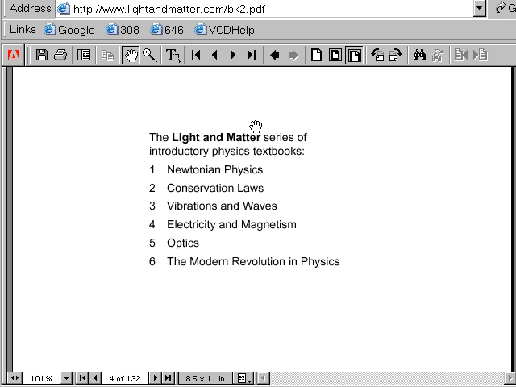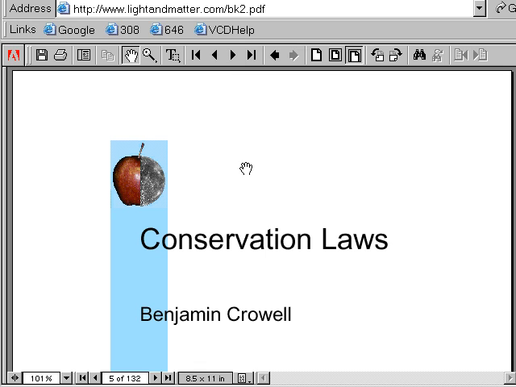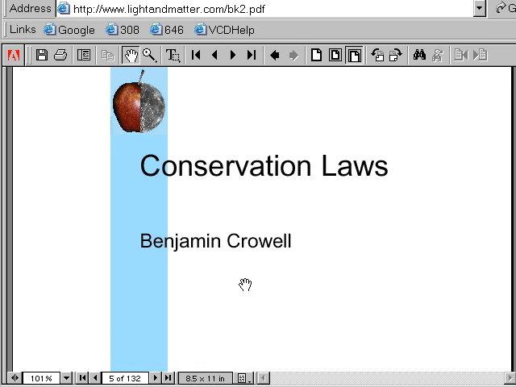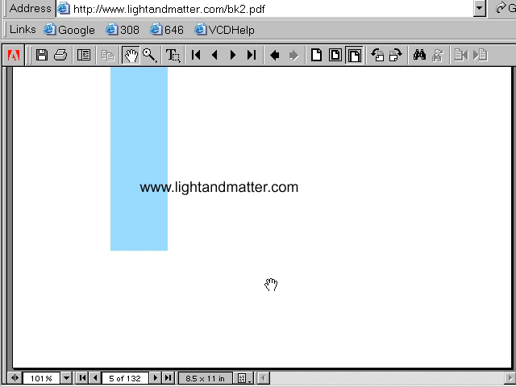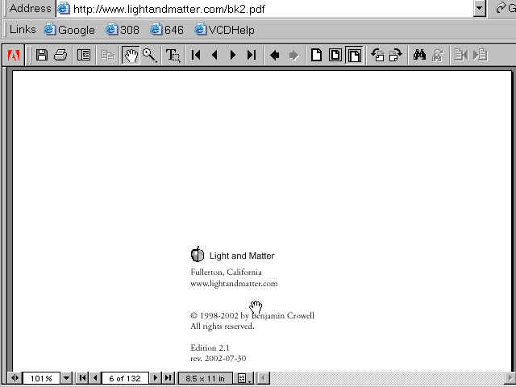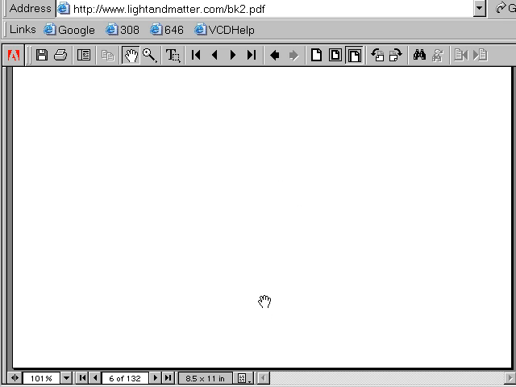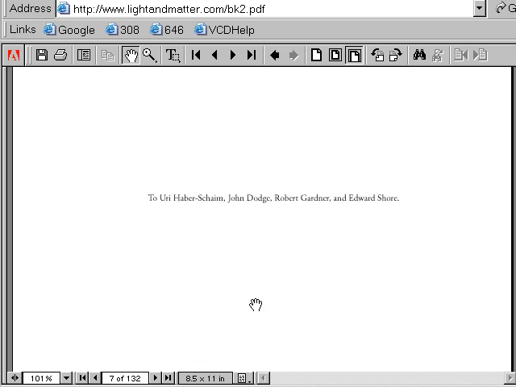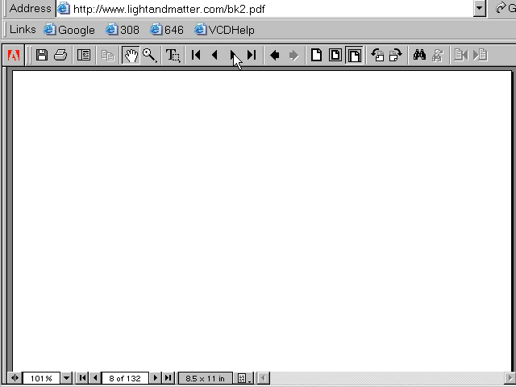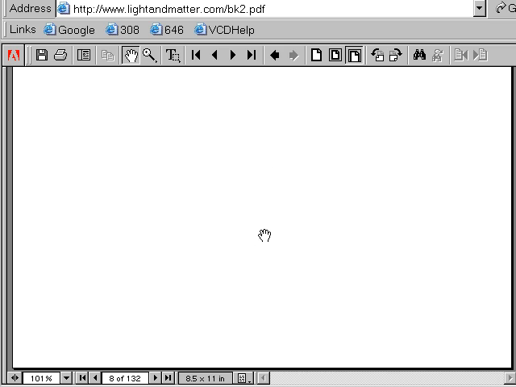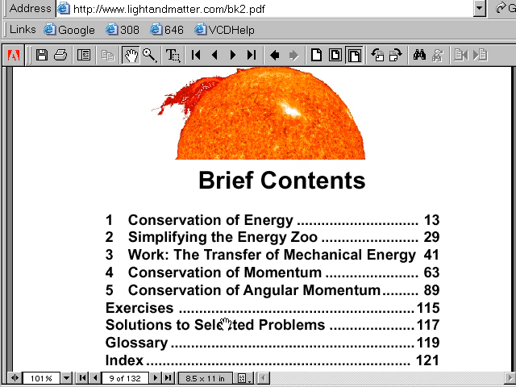This gives you a series of introductory physics books on Newtonian physics, conservation laws, vibration waves, electricity and magnetism, optics, and modern physics. So this is actually a free set of books online. You can go to that Light and Matter series and download all of these and print them out. But they have a nice little, I guess that's Newton's apple there. This probably should be some copyright deals here. This is acknowledgments, and lots and lots of, there we go.